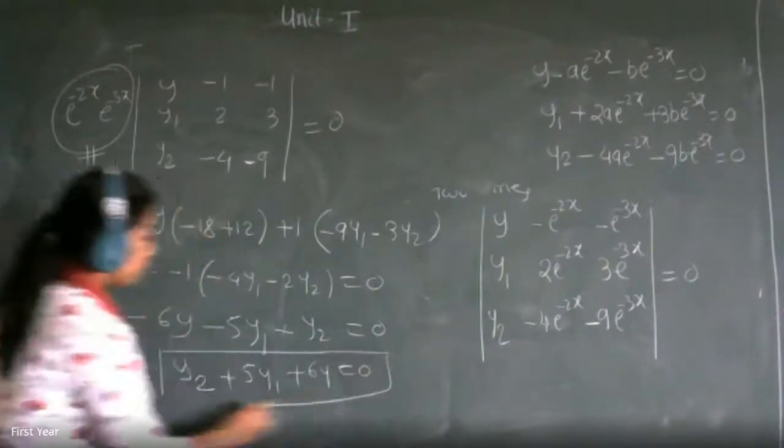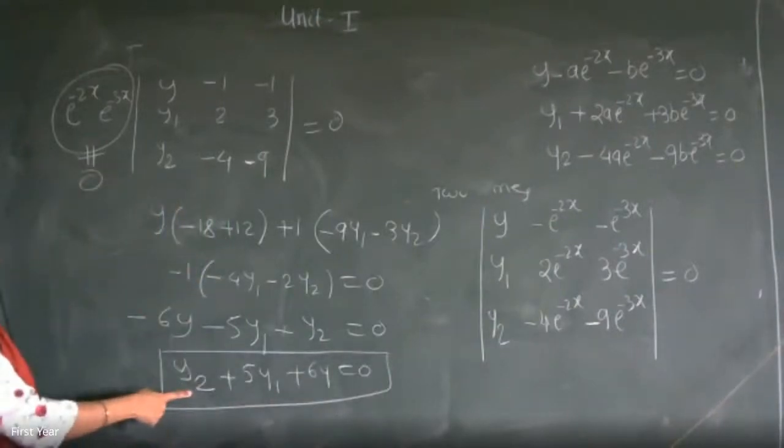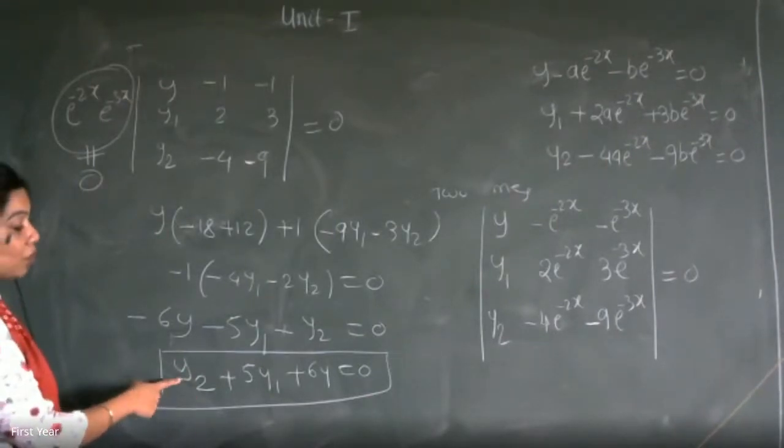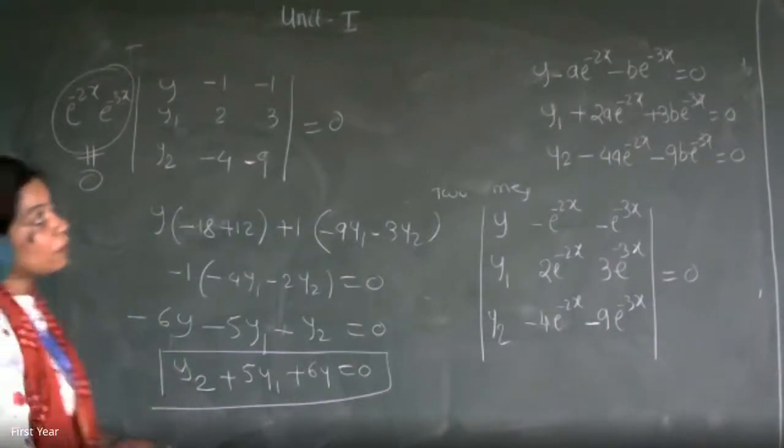What is the order of the differential equation? y2 means d2y by dx squared. So the order of the differential equation is 2, the highest order is 2. How many arbitrary constants are there?